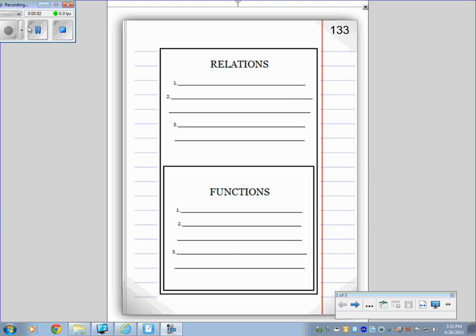Okay, this is the beginning of our last unit, Unit 12, on functions. So we'll start on page 133, and if you'll open up that foldable on page 133, we're going to take some notes on the inside of it. We're going to start with something called relations.